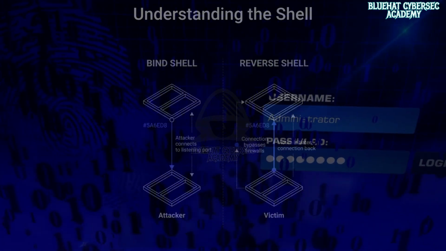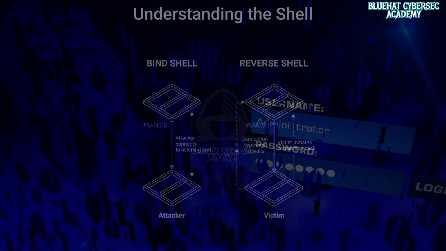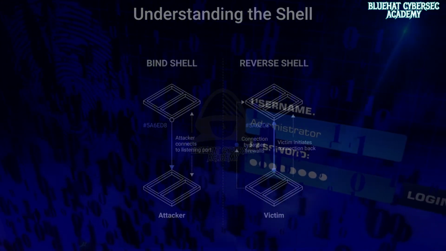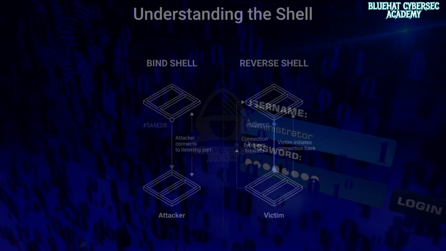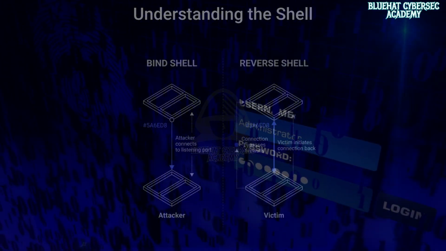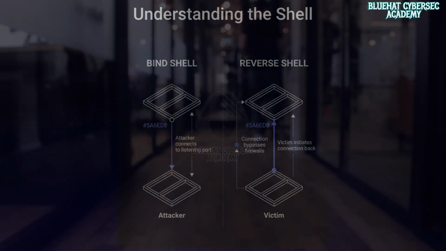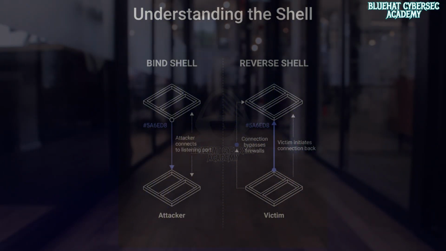So to really understand this, we first need to start with the basic idea of what a shell actually is. A shell is simply a program that allows interaction with an operating system. It lets a user execute commands, browse files, and control processes. In cybersecurity, shells come in two common forms, and this distinction is very important.